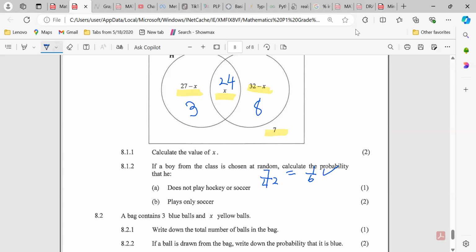Play soccer only. How many play soccer only? 8. People who play soccer only, there are 8 all over 42. What is 8 over 42? It is 4 over 21. And then we can do this one now.